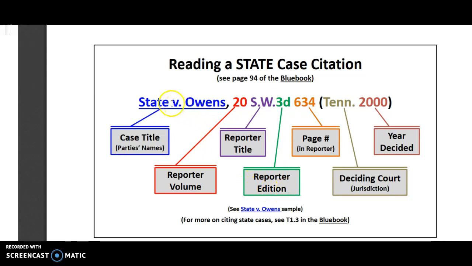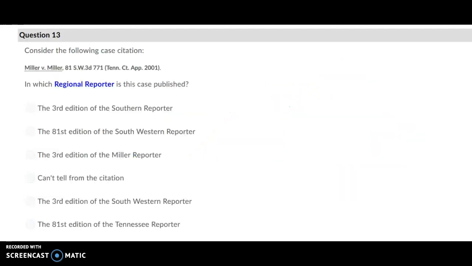So we know that for State versus Owens, we are looking in the Southwestern Reporter, 3rd edition, 20th volume. And then here we have the page 634. So for this particular question, we know we are looking in the Southwestern 3rd edition Reporter for this case.